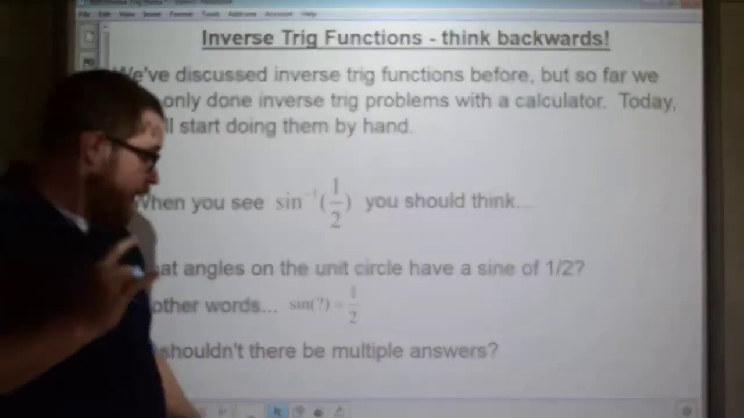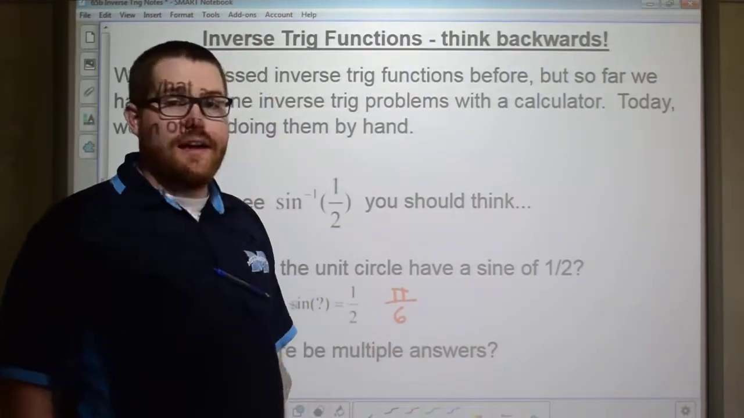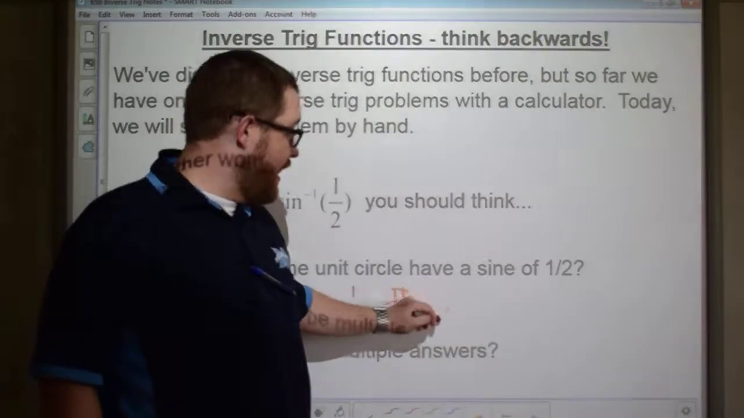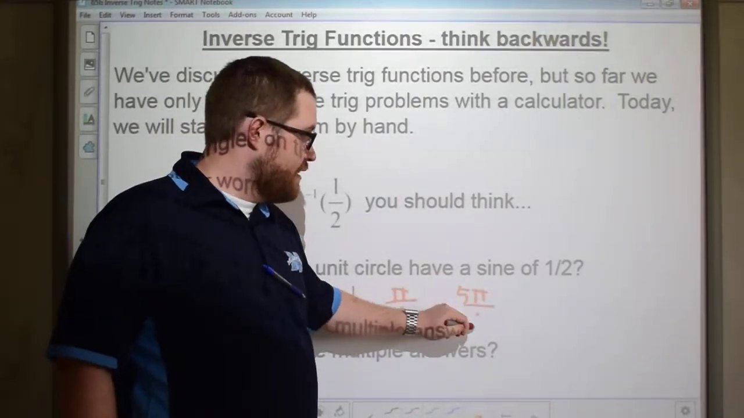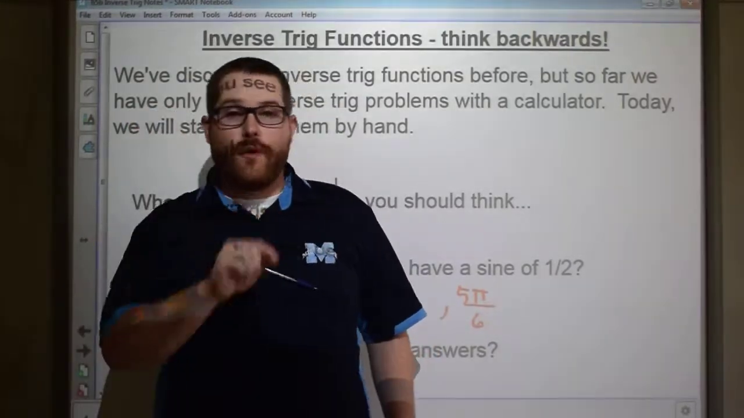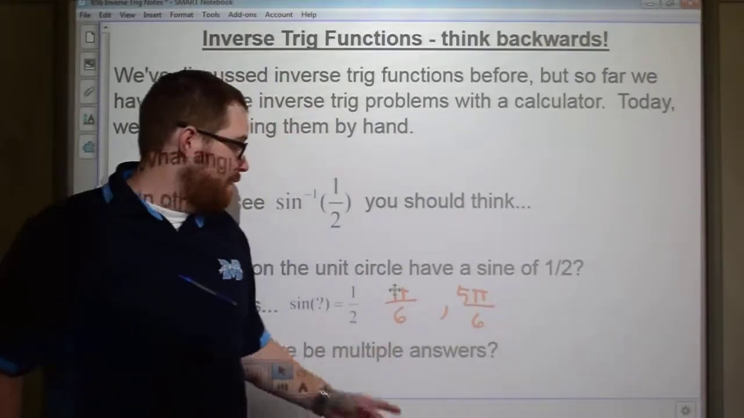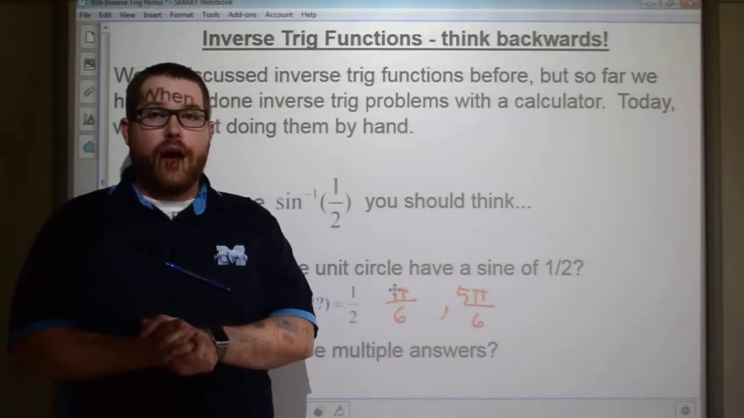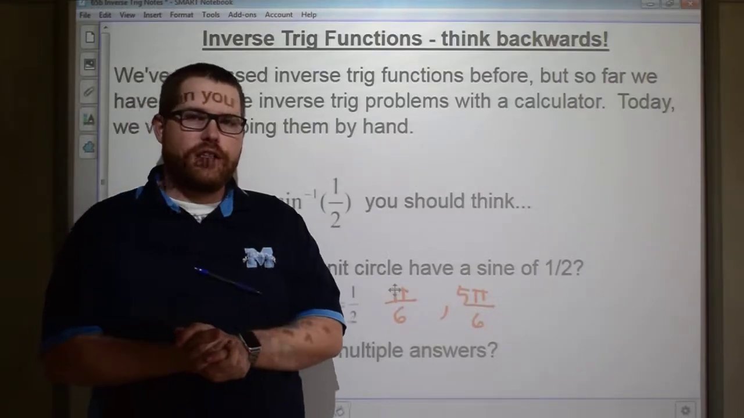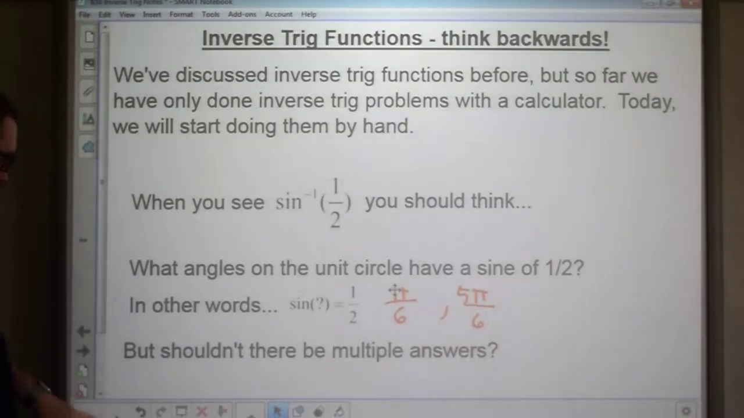Well, there's two answers. On the unit circle, pi over 6 has a sine of 1/2, and 5 pi over 6 has a sine of 1/2. Not to mention the fact that you can wrap around a bunch of times. I could add 2 pi to this. If I add 2 pi to pi over 6, I would have, what is that, 13 pi over 6? That also has a sine of 1/2. So there's lots of answers to this question.